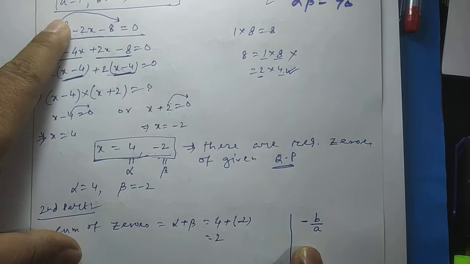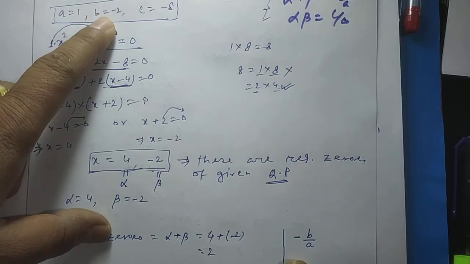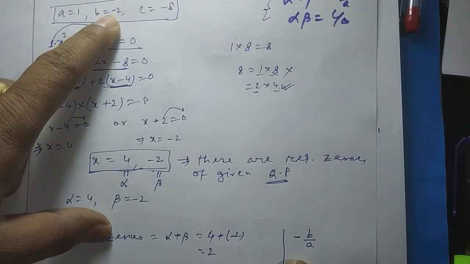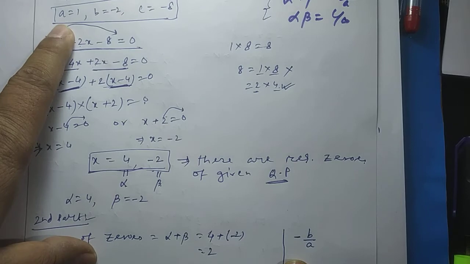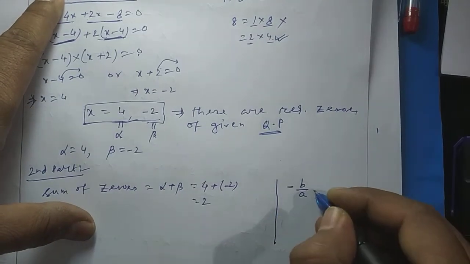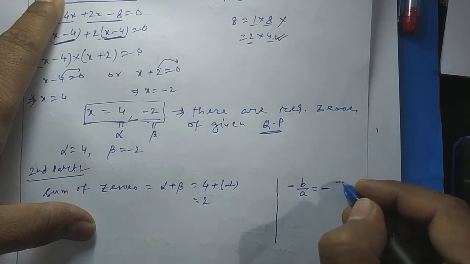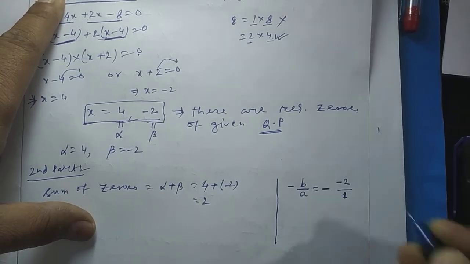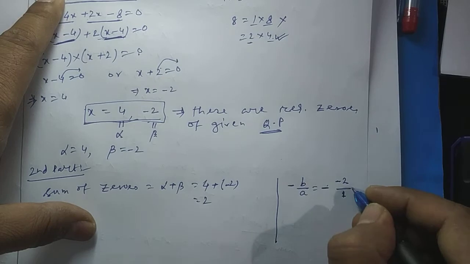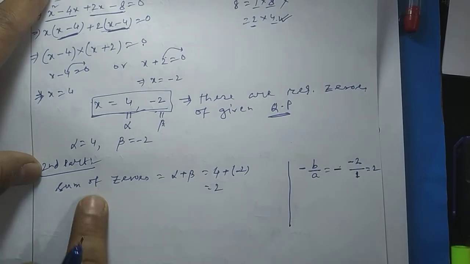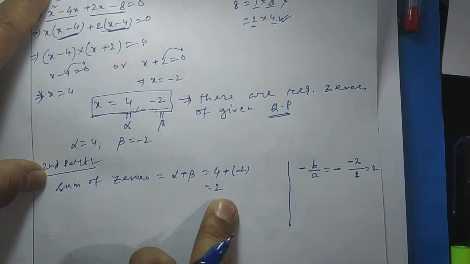Now look at here. What was the value of b in the previous step? Minus 2 and a is 1. Now put it here. Minus b as well. Minus 2 here and 1 here. Minus 1 is plus, it will become 2. So here we got alpha plus beta equal to 2.